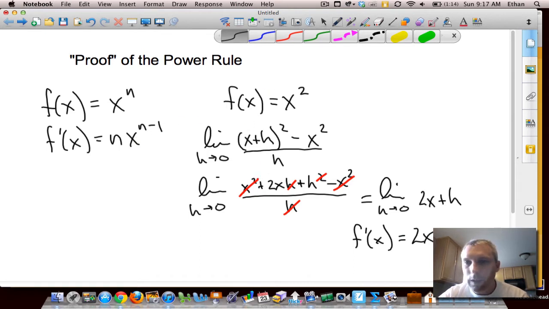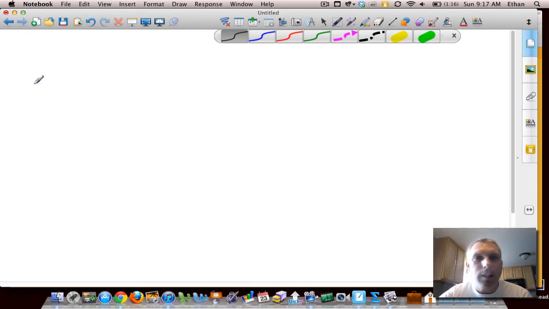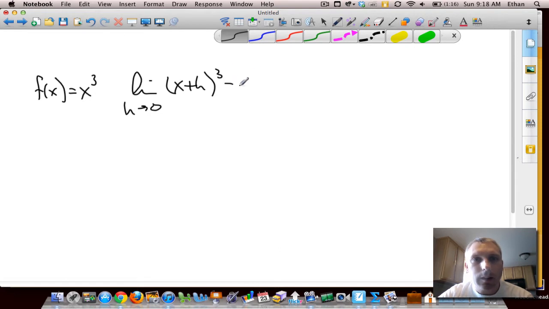Well, we really can't just trust it with one example. So let's do one more and see if we can make some sense of this thing. What if we had x cubed? This one's not as nice because we have to go x plus h cubed minus x cubed over h, and I need some room on this one. We talked about cubing a binomial a couple days ago, and it looks like this.